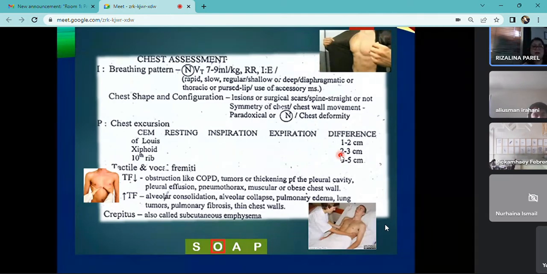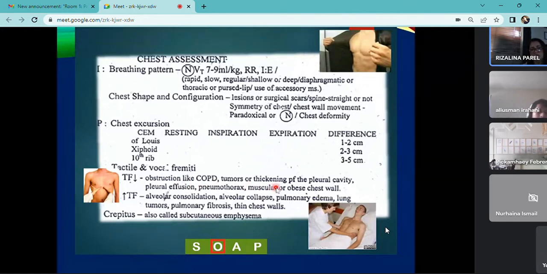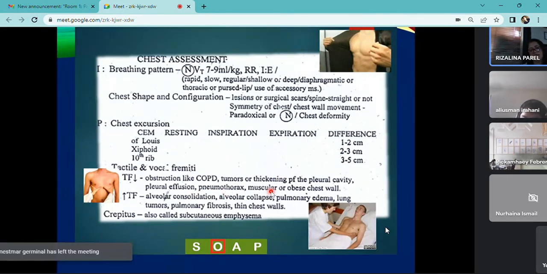Okay, in the palpation, you are also doing the test for tactile and vocal fremitus. Okay? So dito, nakalagay dito, decreased tactile fremitus in general. Ano yung mga causes? Memorize nyo to. So yung decreased tactile fremitus, possible yan sa mga COPD, tumors, thickening of the pleural cavity, pleural effusion, those with pneumothorax, muscular or obese chest wall, pwede rin decrease ang kanilang tactile fremitus.